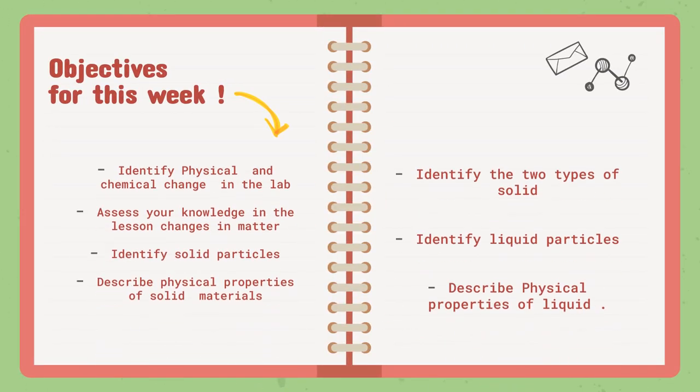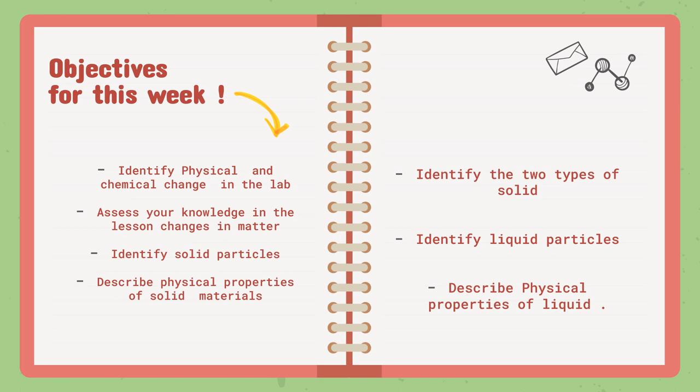For this week's objectives, we are going to finish up the lesson Changes in Matter by having a lab class where we are going to identify physical and chemical change in the lab. We are going to do experiments that show us physical and chemical change, and then we are going to assess your knowledge in the lesson Changes in Matter by doing the lesson check and answering questions from the book. And by that, we would have finished the lesson Changes in Matter.